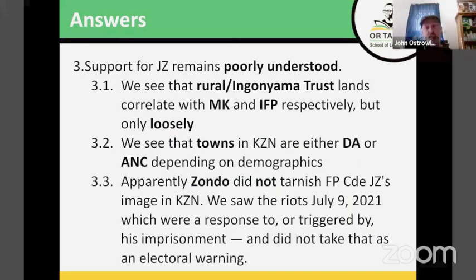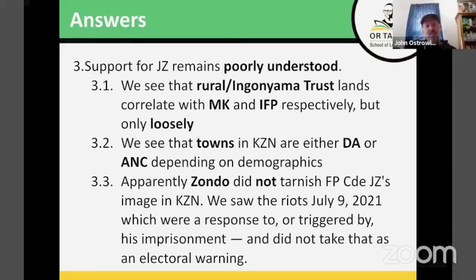Right, then the support for Jay-Z is the thing that I think we need to understand. We see that the rural and Ingonyama Trust lands correlate with MK and IFP respectively, but only loosely. So it's not exact, but it's a pretty strong correlation. And we see that towns in KZN are either DA or ANC, depending on demographics. Again, racial bias in the voting patterns.